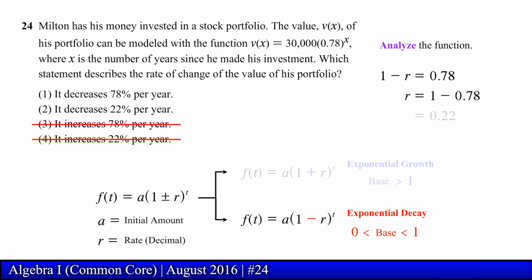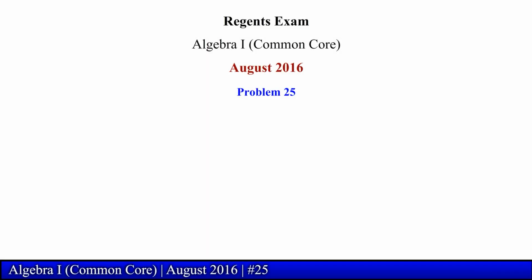Solving for r, we obtain 0.22, or 22%. This means that the rate of decay is 22%. In other words, the portfolio is decreasing 22% per year. Looking at the remaining options, we see that option 2 is a perfect match, so option 2 is our final answer.